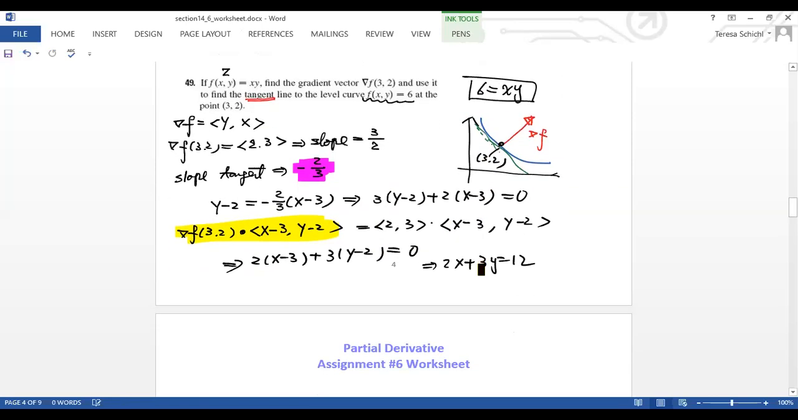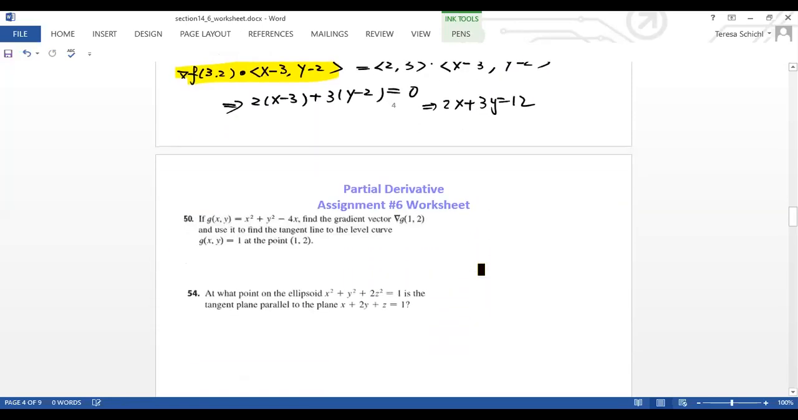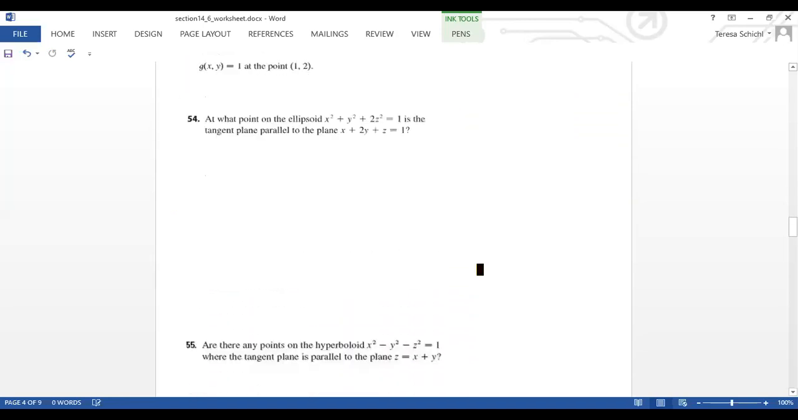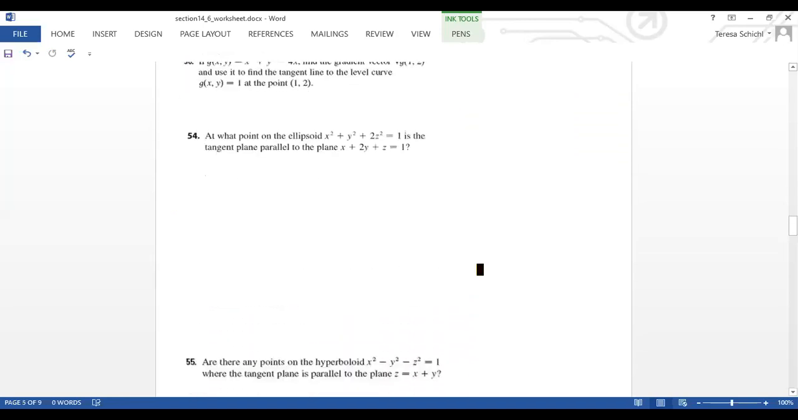Okay. So now, let's take a look. The next one I'd like to take a look at is number 54 here. So this is the one. They say, at what point on the ellipsoid x squared plus y squared plus 2z squared equal to 1 is the tangent plane parallel to the plane x plus 2y plus z equal to 1.